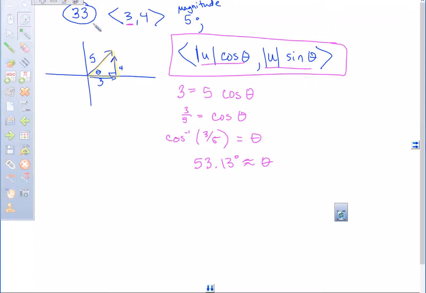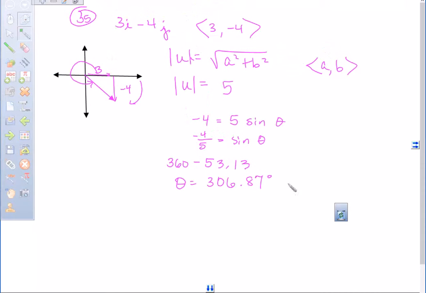Okay, looking at 33, we have 3 and 4, and a magnitude of 5 here, so it hasn't been reduced at all. So how could we find that angle? We just have this little triangle right here. We can set it up and say that 3, which is our horizontal component, is equal to the magnitude times cosine of theta, and we get cosine of theta equals 3/5. Or if we just looked at this as a right triangle, we would have gotten that same ratio. So we do inverse cosine, and in this case, we get 53.130.